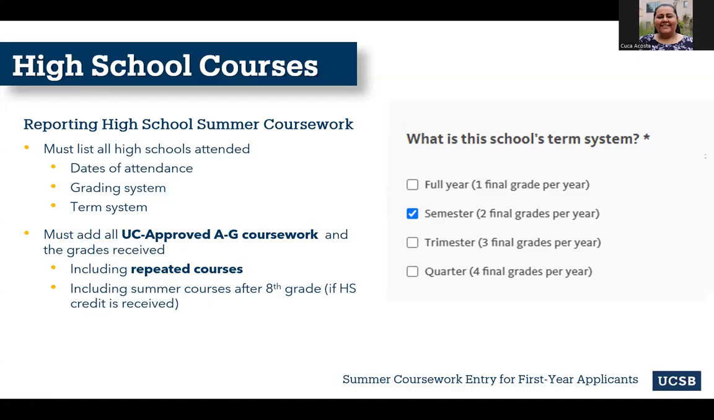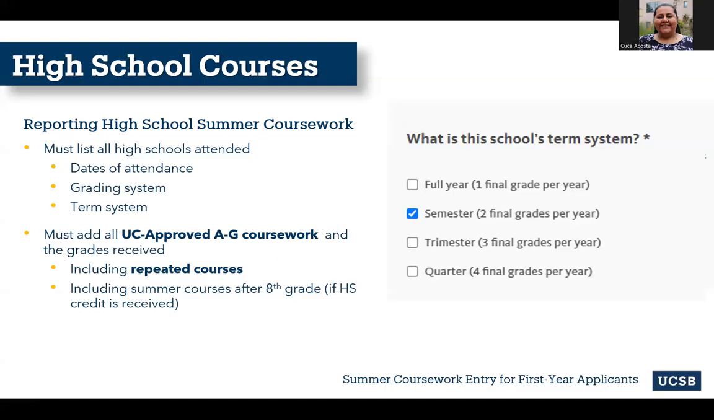Now, we also are going to require students to input all of their UC approved A through G coursework and the grades that they received. So all UC approved A through G coursework needs to be added into the academic history section. That's going to include, of course, summer coursework, which is our topic for today, in addition to their regular term coursework. And that also will include any repeated coursework that they completed.